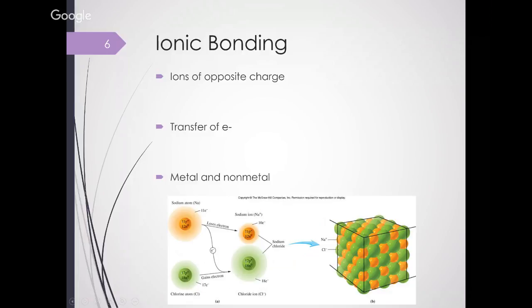Then, because we have something that's positive and something that's negative, they come together and form this crystal lattice structure. Keep in mind that when we do any type of chemical reaction, we are not changing the number of protons for a given atom.